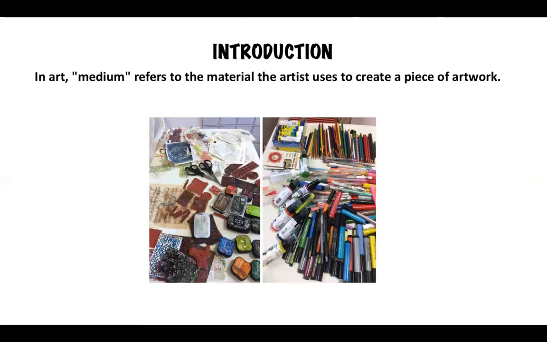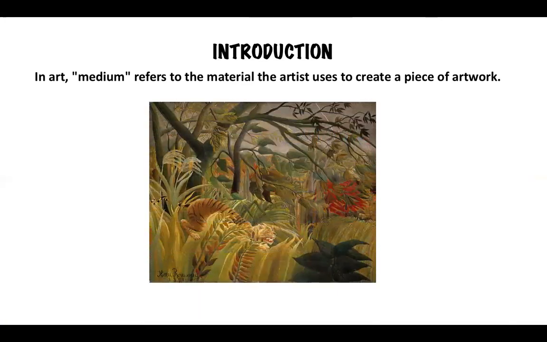Let us have a look at the definition of medium in art. The word medium can be used in other contexts. In art, medium refers to the material the artist uses to create a piece of work. For example, the medium Henri Rousseau used to create Tiger in a Tropical Storm or Surprise, 1891, is oil on canvas.